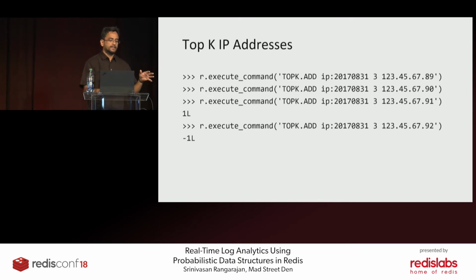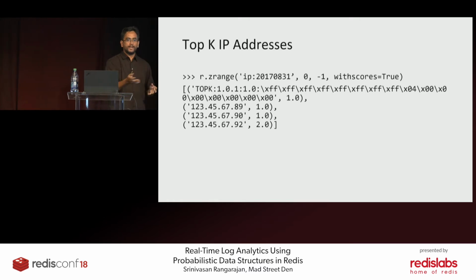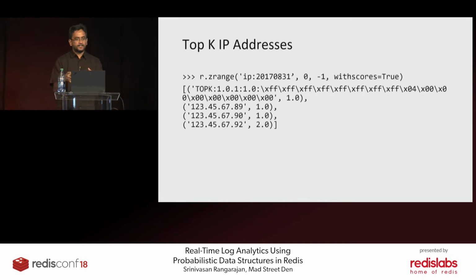So behind the scenes, it is actually implemented as a sorted set. So you can just use a Z range or a Z rev range if you want on the key and get back all the values. But the 0th value is some kind of a binary blob which has all the information about the probability and all those things that the data structure needs. And this is how you can use top K.